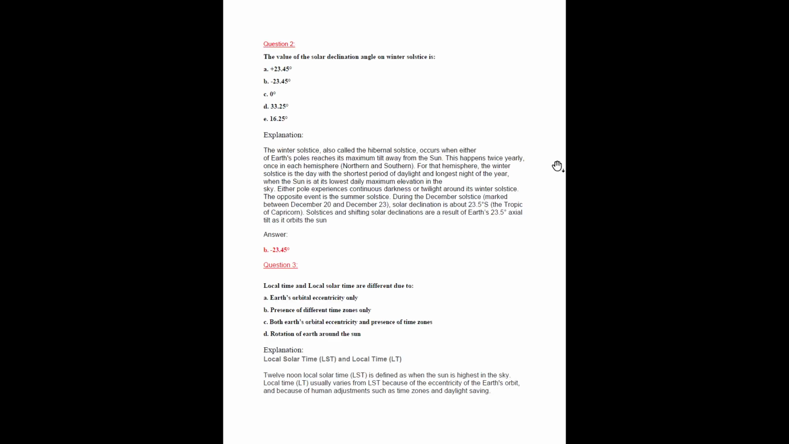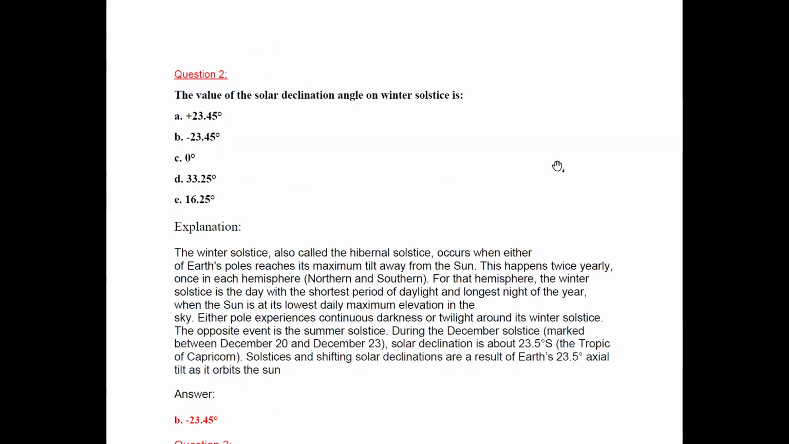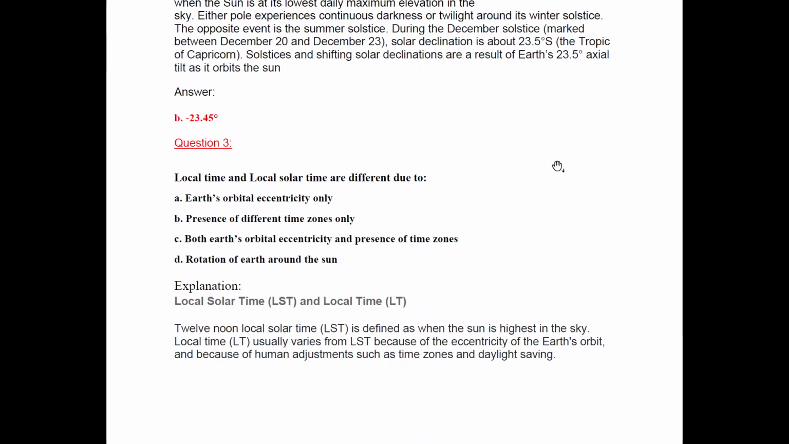So the answer is, you can see the third question. The third question is the local time and the local solar time are different due to. Before that, we need to know what is local time and what is local solar time. Sir has already taught, but those who have not attended the class or have missed out, I am revising for them. The 12 noon local solar time is defined when the sun is highest in the sky. Okay. So local time usually varies from local solar time because of the eccentricity of the Earth's orbit and because of the human adjustments such as time zones and daylight savings.